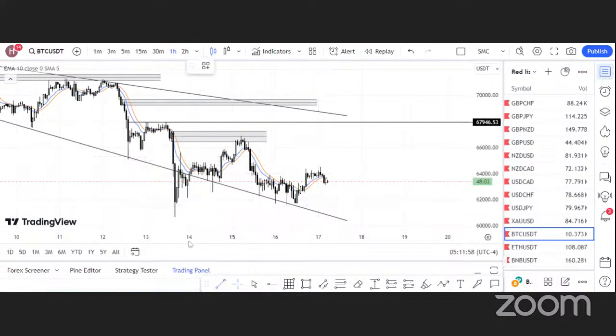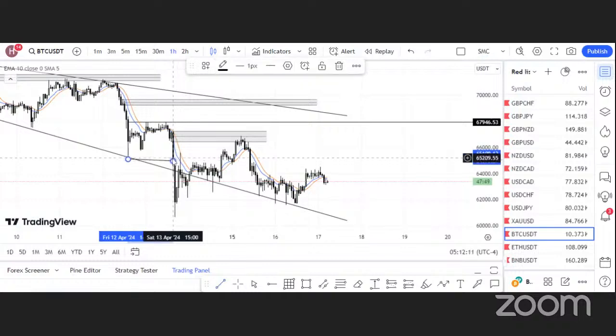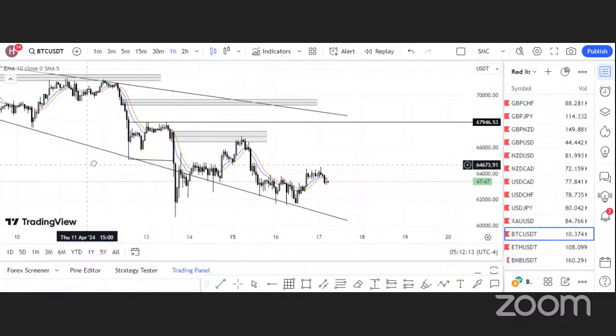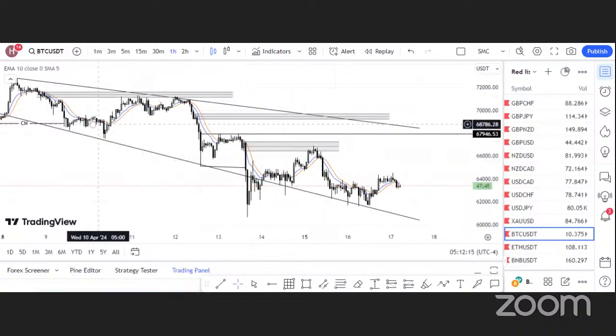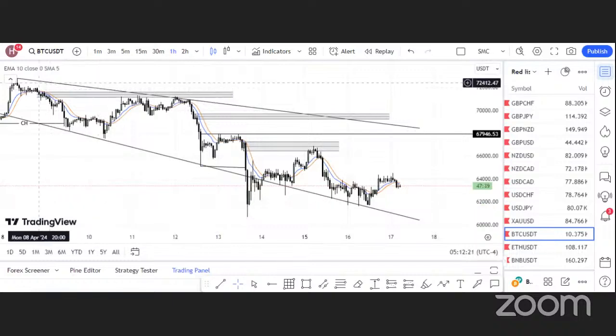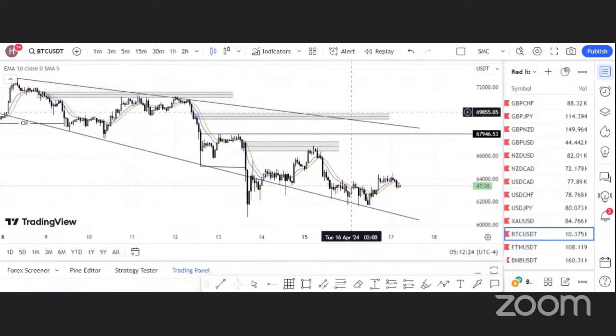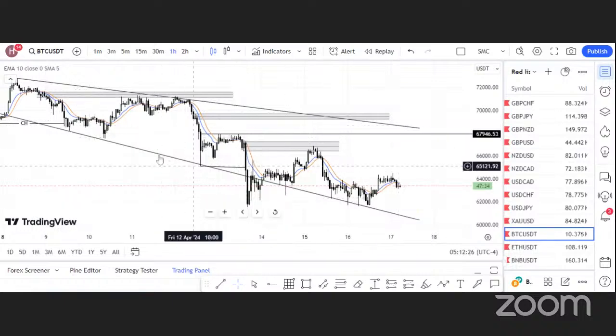All right, so for BTC USDT, you see we had a break of structure here. This is the 1 hour time frame, and as you can see, obviously the market has been trading to the downside, and it also aligns well with our trend line channels. We have the upper trend line and the lower trend line, which make up the trend line channel.